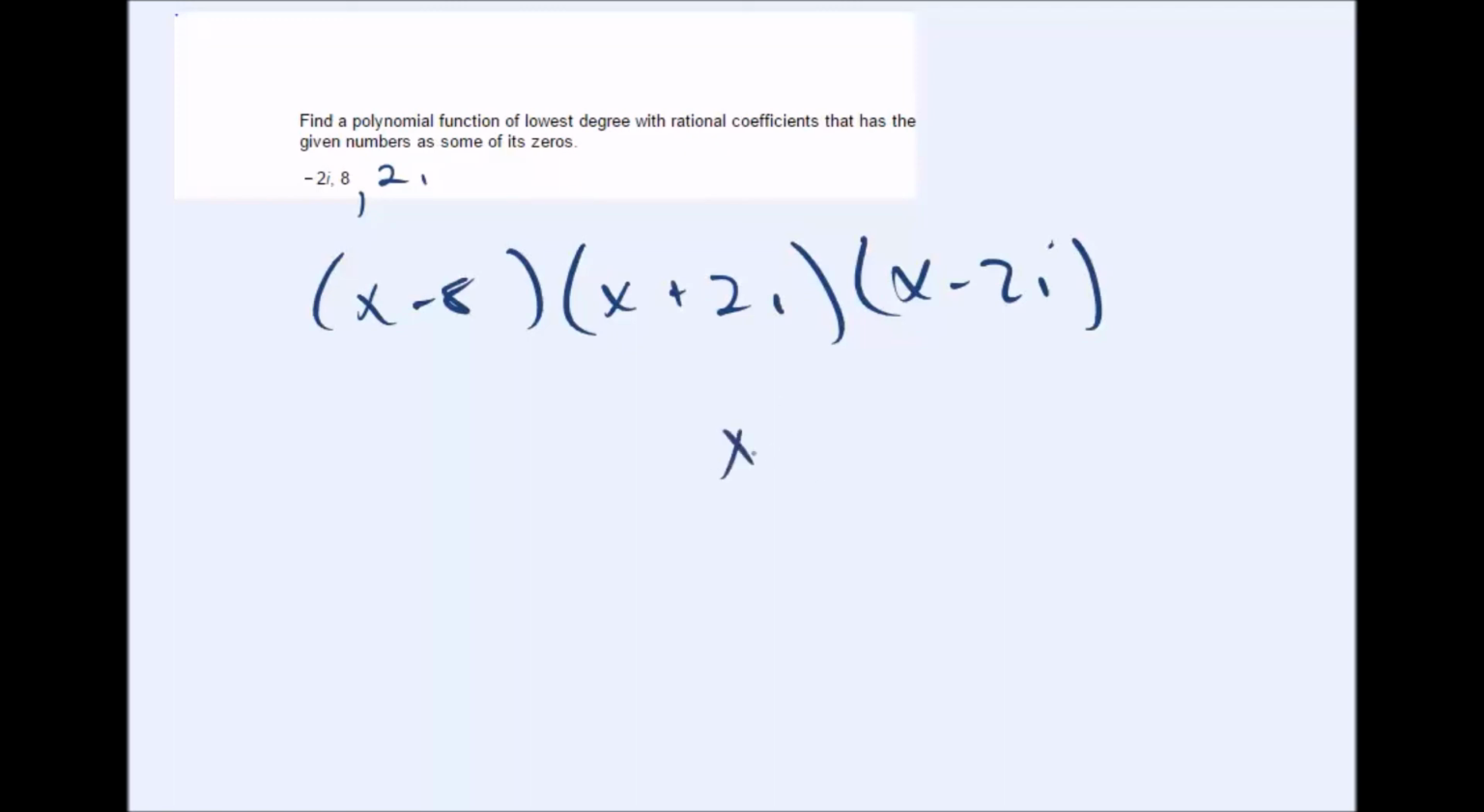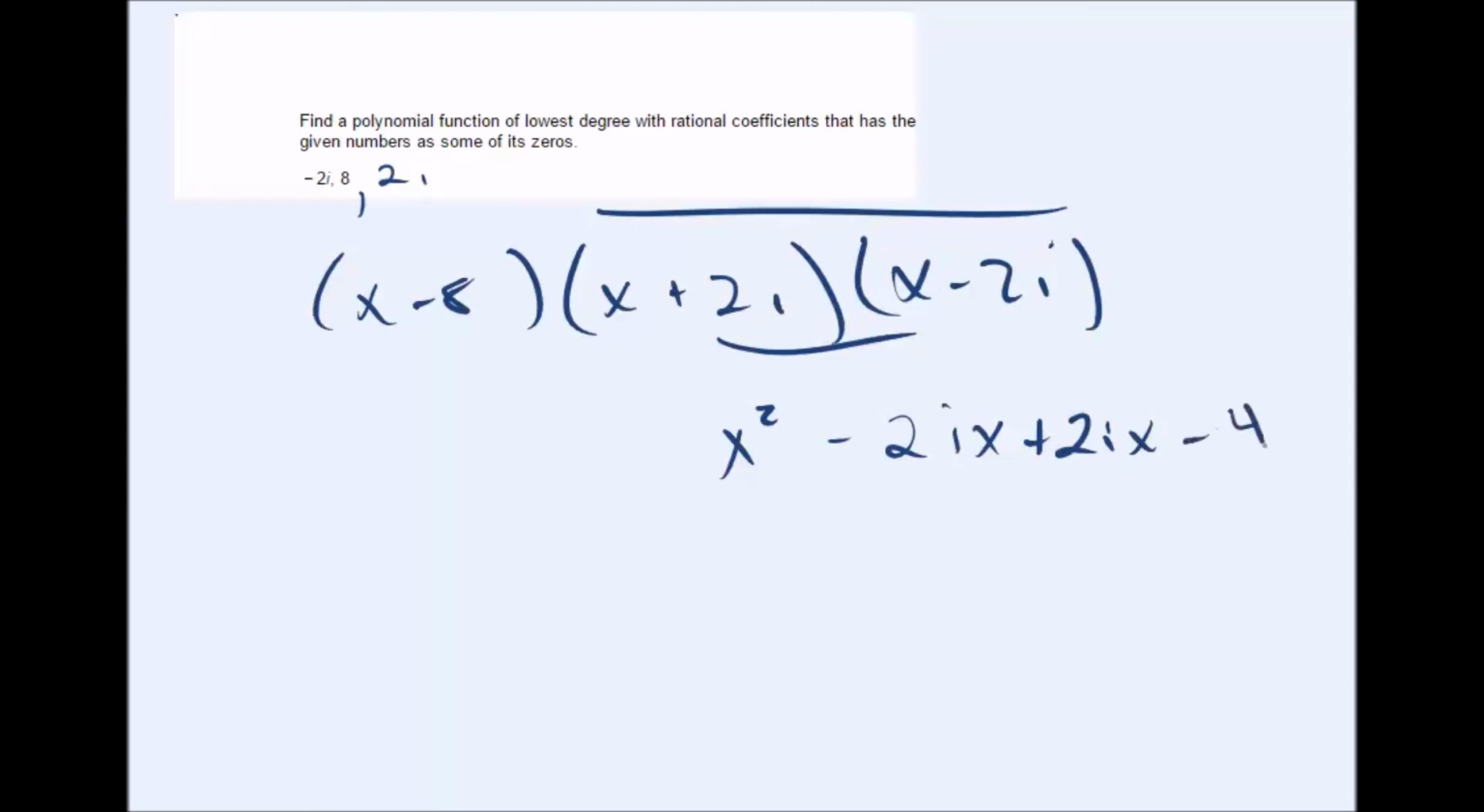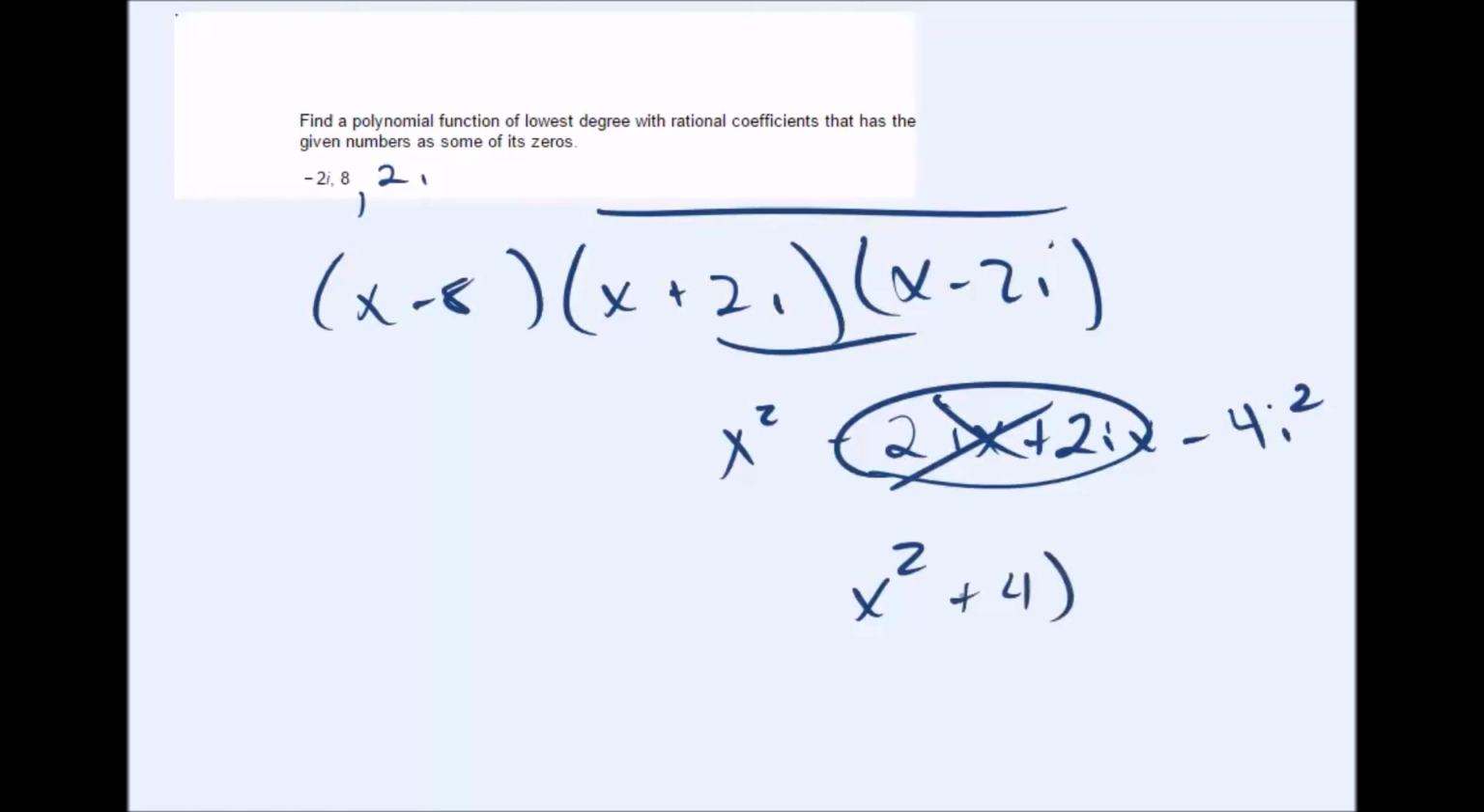So x times x is x squared. I'm going to start with this one over here just because I really hate imaginary numbers, so it'd be great to get those out of the way now. So x squared minus 2ix plus 2ix, perfect that they're going to cancel out, and this will always happen. And then plus 2i times -2i, that's -4i squared. So those will cancel out, and we have x squared, and then -4i squared is just positive 4.